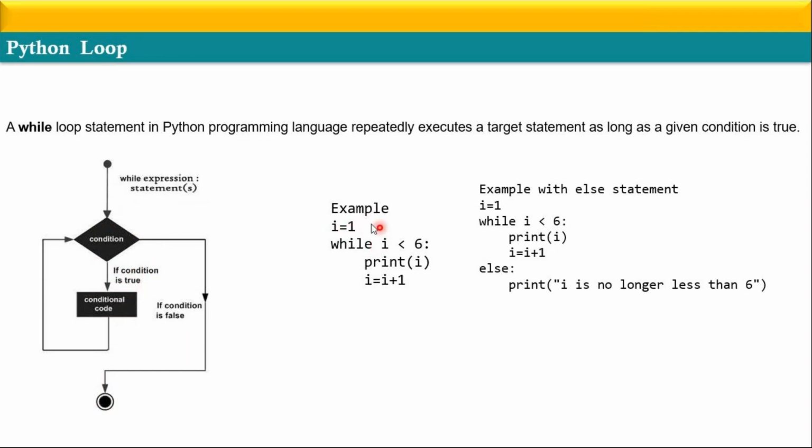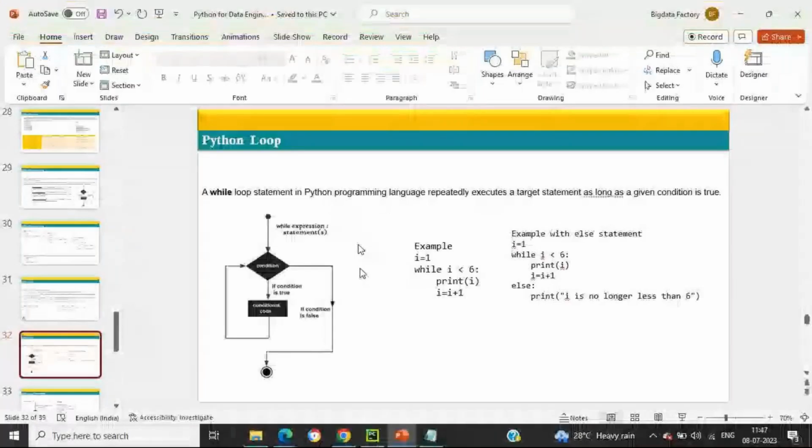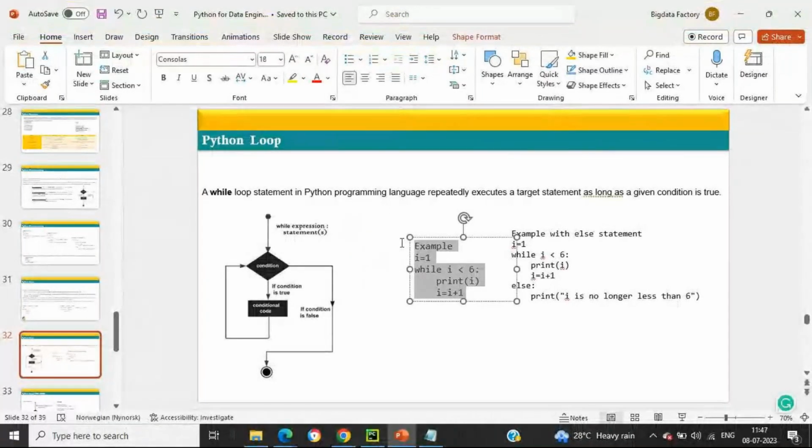Over here I have tried to quote an example. So I equal to 1, that is nothing but the while expression statement. I equal to 1, while I less than 6, print I. So in this particular case I'm going to print the value of I, and then I equal to I plus 1 at each and every iteration. Let me try to copy this and explain it over here.